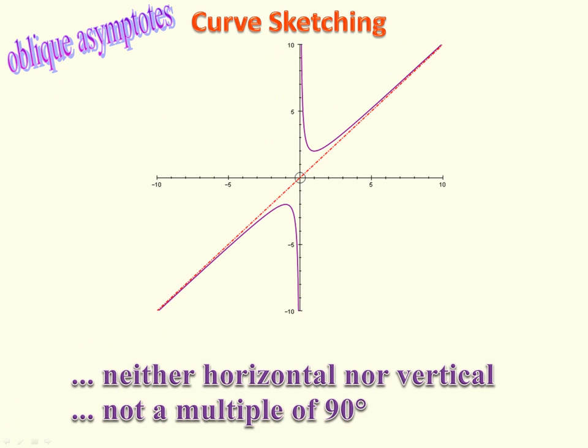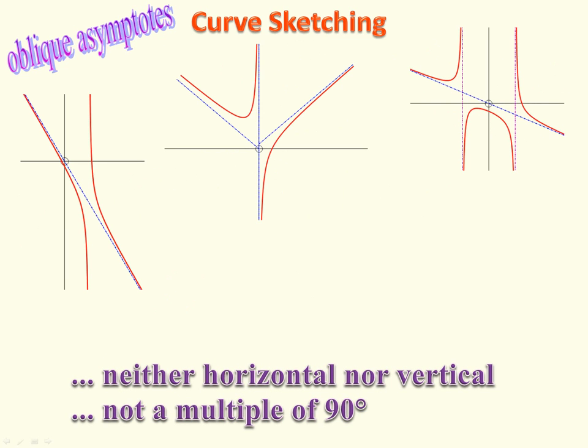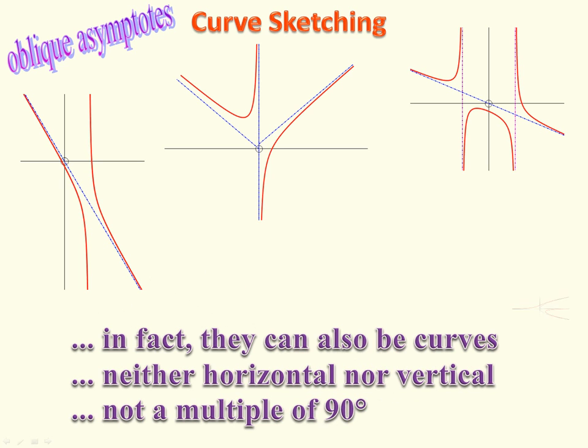We do also have curved asymptotes, but we're not going to deal with them in this course. Here's some examples of oblique asymptotes. And those are all possible curves. Those are actually all very straightforward curves, generally hyperbolas with something added to make them asymptotic. And while we're dealing not with curves, let's have a look at a couple.